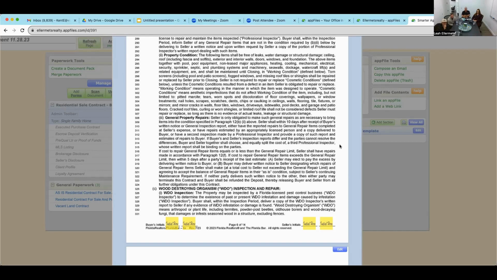The seller can say, no, you're still in because I'm going to pay the difference. Seller shall or may elect to pay the excess by delivering written notice to buyer, or buyer may deliver written notice to the seller, designating which repairs of the general repair items seller shall make at a total cost to seller not exceeding the general repair limit, and agreeing to the accepted balance. So you're still in a negotiation, right?